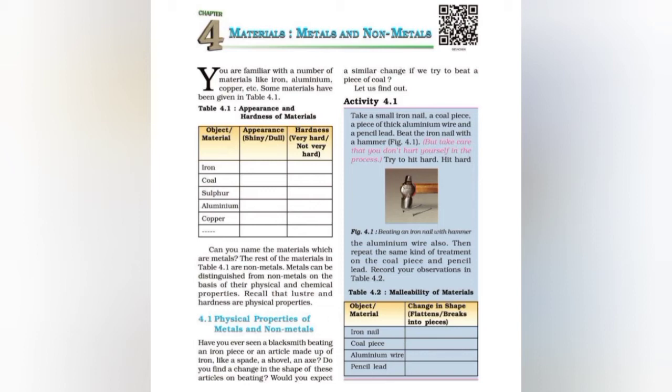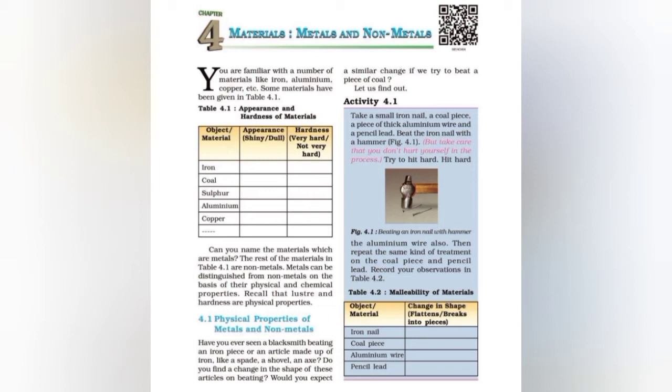One activity is also given, activity 4.1. By this activity you can understand the different properties of these articles. According to this activity, take a small iron nail, a coal piece, a piece of thick aluminium wire and a pencil lead. Beat the iron nail with a hammer, but take care that you don't hurt yourself in the process. Hit hard the aluminium wire also. Then repeat the same treatment on the coal piece and the pencil lead. Record your observations in table 4.2.